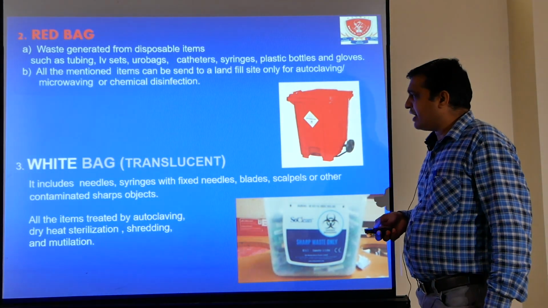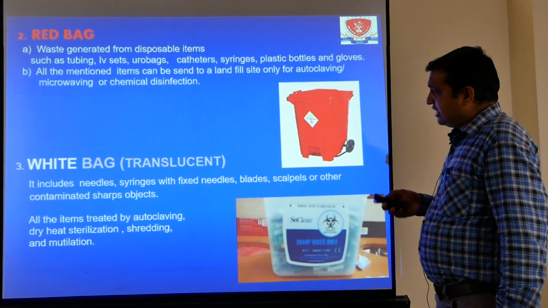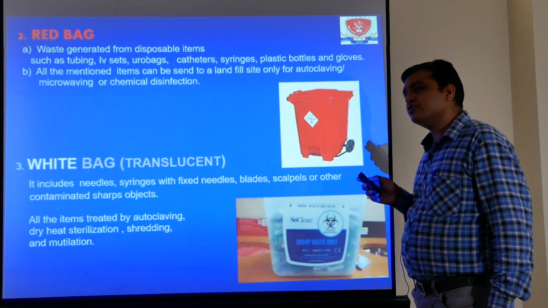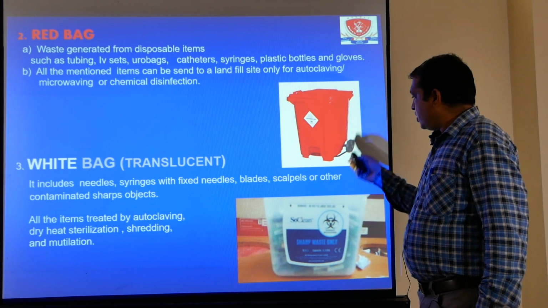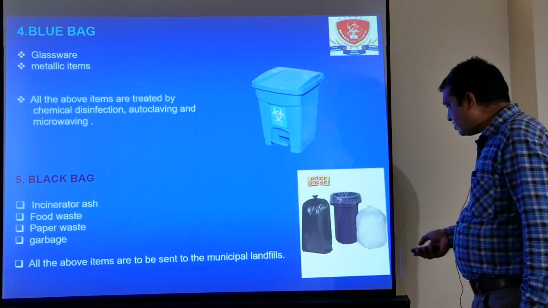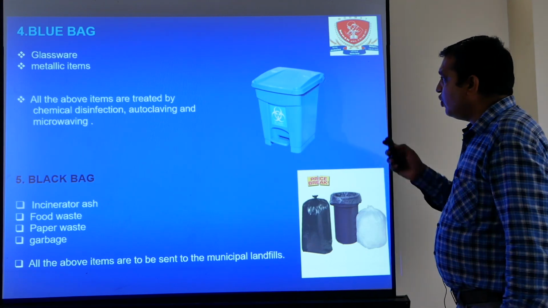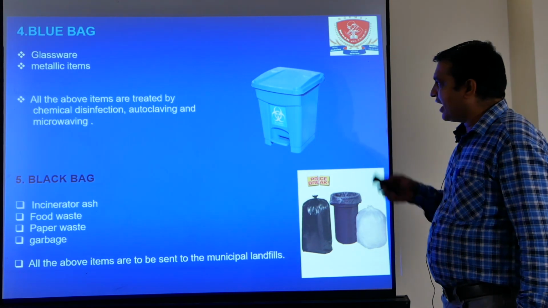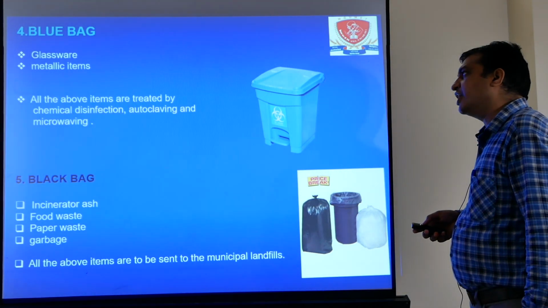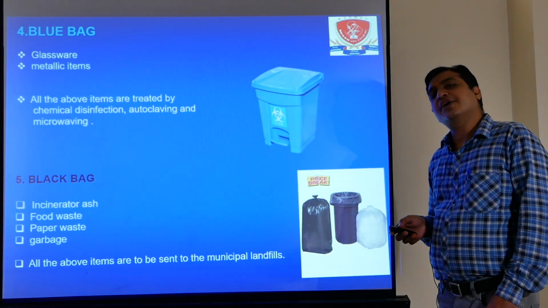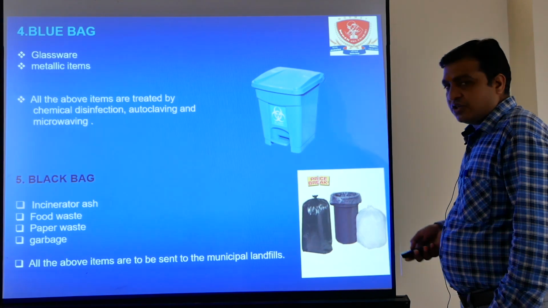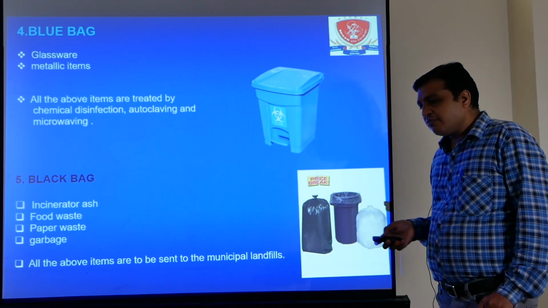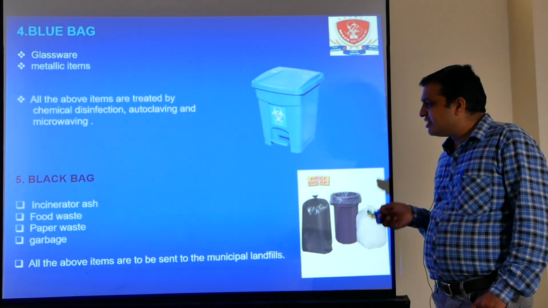Third is the white bag. It includes needles, syringes with fixed needles, blades, scalpels, or other contaminated sharp objects. Next, the blue bag: glass materials and metallic items go into the blue bag. All the above items are treated by chemical disinfection, autoclaving, and microwaving. Last, the black bag: incineration ash, food waste, paper waste, garbage. Black bags are for general waste and kitchen waste.